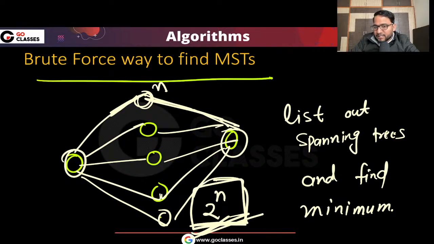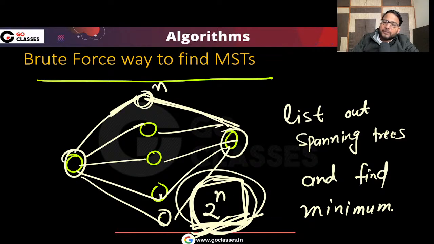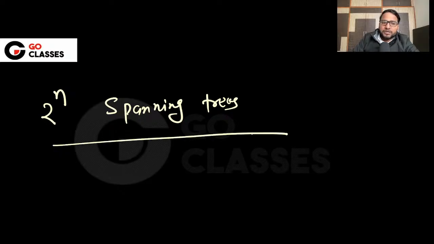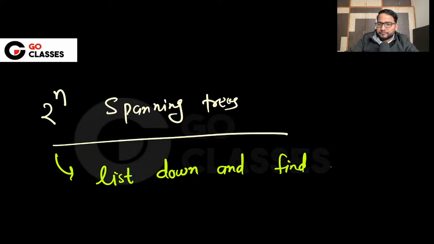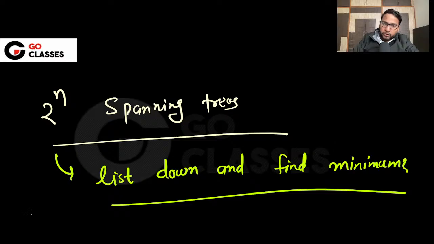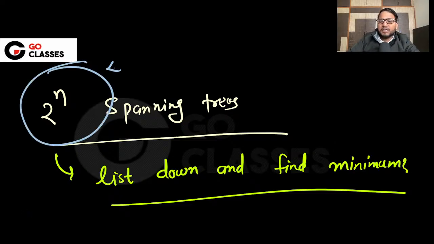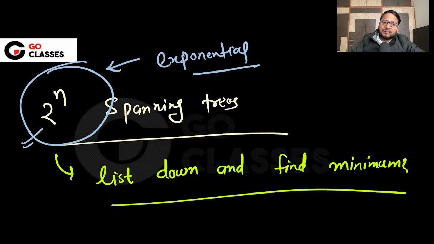So if 2 power n spanning trees are possible, can you list down all the spanning trees and find the minimum? Do you think that, if these spanning trees are possible, you can list down all of them and find the minimum? The answer is a big no, because this is exponential. Since this is exponential, we cannot do the brute force manner. Exponential takes too much time.